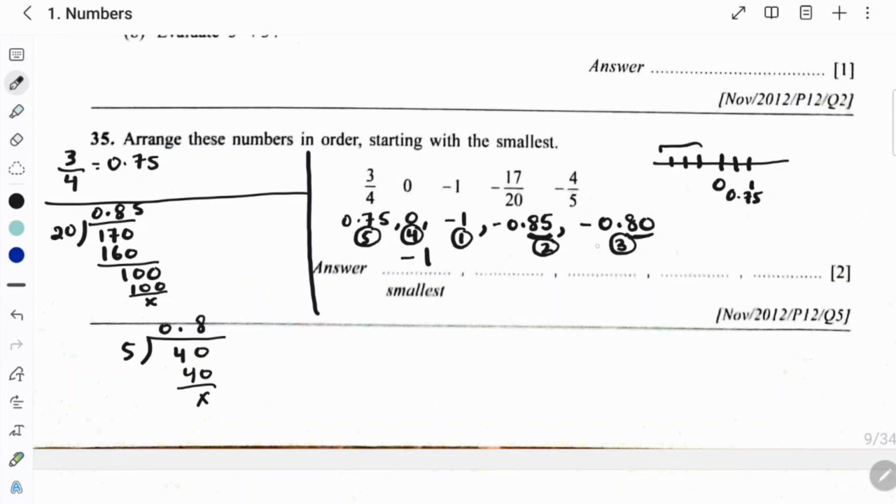Okay, so the first number is minus 1, the second number is minus 17 over 20, the third number is minus 4 over 5, the fourth number is 0, and the fifth number is 3/4. You can place these negative numbers also there to just check which one is bigger and which one is smaller. Now because you know that minus 0.8 is coming here before minus 1, these minus 0.8 and minus 0.85 are bigger value than minus 1. Okay, I hope you understood.